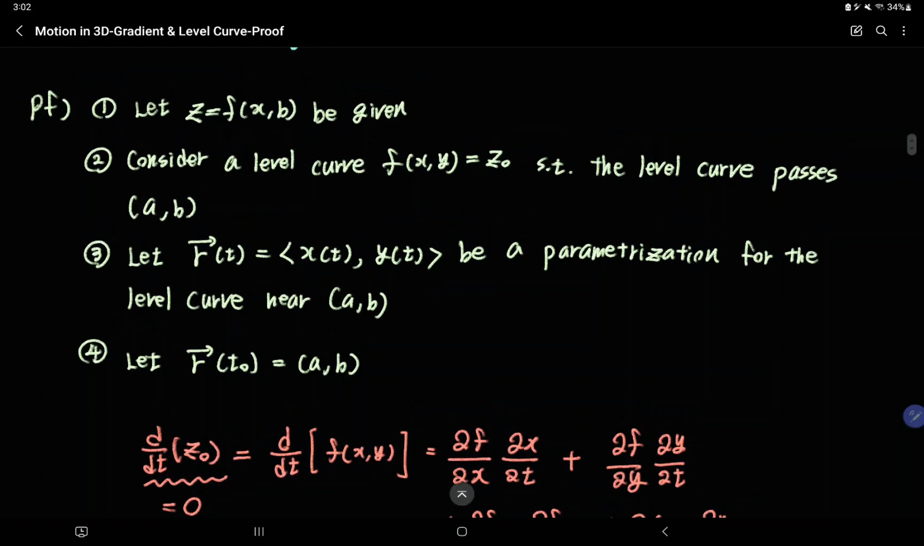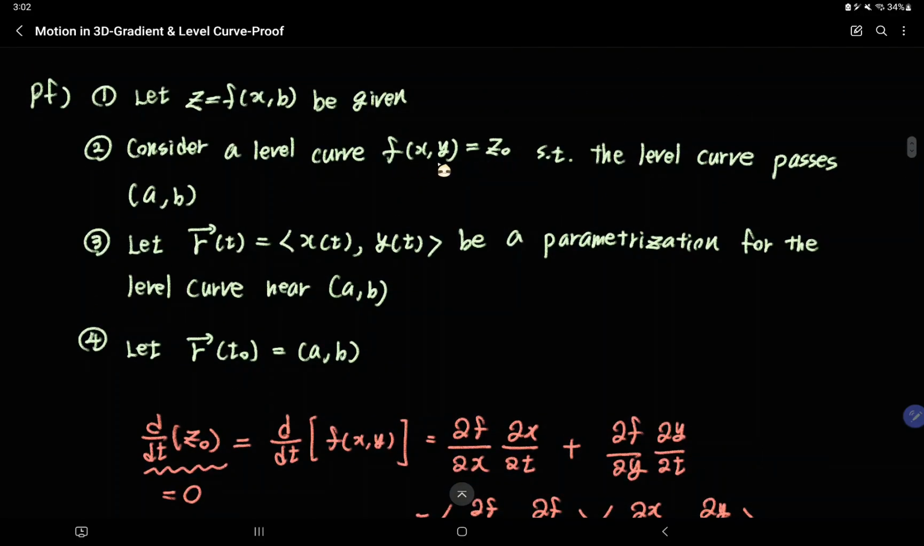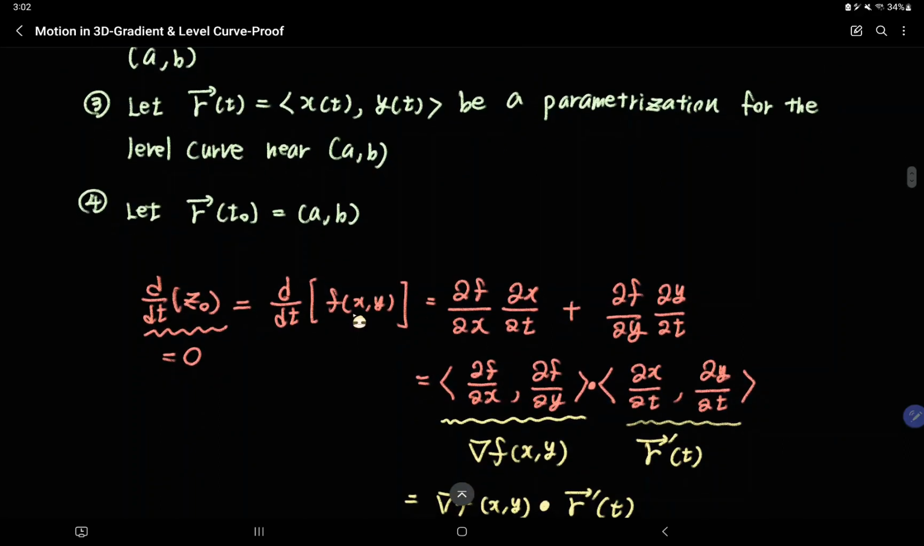So with these assumptions, we're going to take a derivative of the level curve equation with respect to the parameter t. Then the right hand side is going to be 0, because the right hand side is constant, and the derivative of a constant is 0. So the derivative of z0 is 0. Then we take the derivative of f with respect to t, and we have to use the chain rule because t is a parameter and x and y are functions of t.